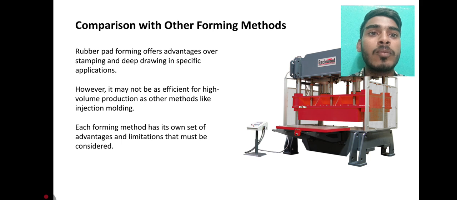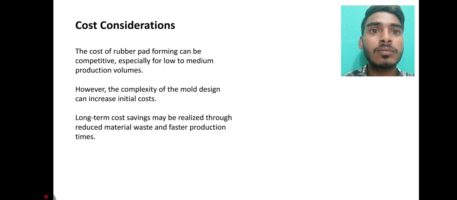Comparison with other forming methods. Rubber pad forming offers advantages over stamping and deep drawing in specific applications. However, it may not be as efficient for high volume production as other methods like injection molding. Each forming method has its own set of advantages and limitations that must be considered.